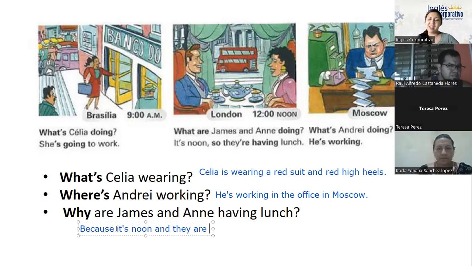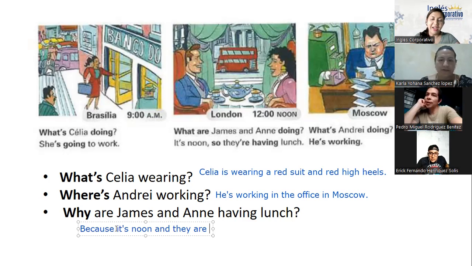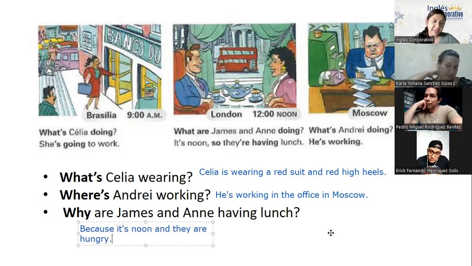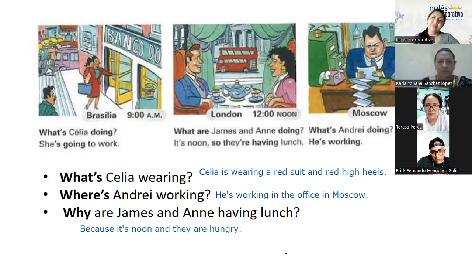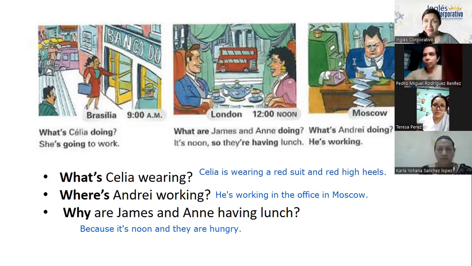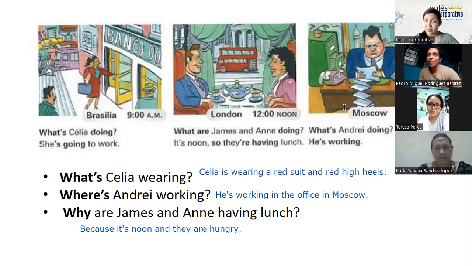Vaya. ¿Qué pasa al mediodía? ¿Cómo nos sentimos todos al mediodía? When it's noon. Hambriento. How do you say hambriento in English? Hungry? Or starving. Okay. So, because it's noon, why are James and Anne having lunch? Because it's noon and they are hungry. Are you hungry right now? No. I'm hungry. Why, Pedro? I'm starving. I ate a little at lunch.